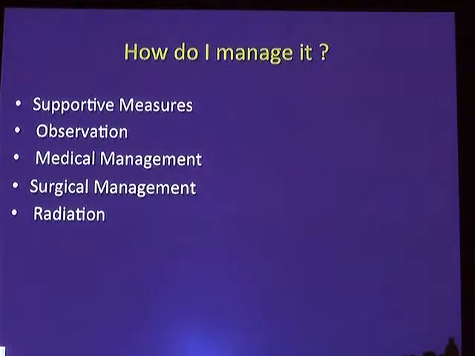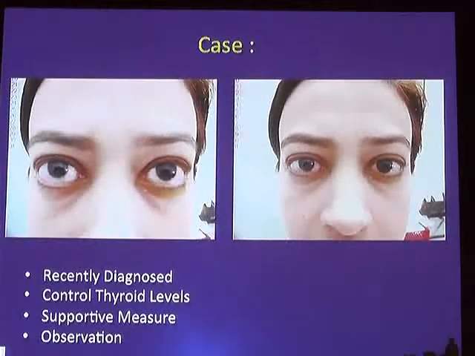So how do I manage it? These are the basic management modalities. We're just going to deal with this case-wise. So this is a 22-year-old girl who had all the systemic signs of hypothyroidism, but then also noticed she had puffy eye swelling in the mornings and suddenly her eyes were looking more prominent. She came after having gone to an endocrinologist, already diagnosed, and was on treatment.